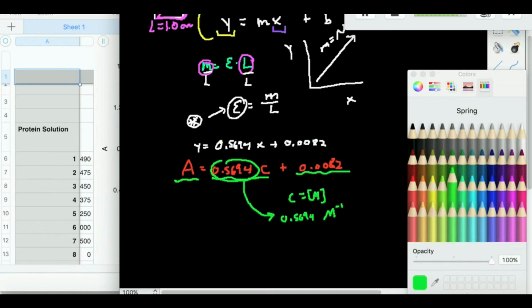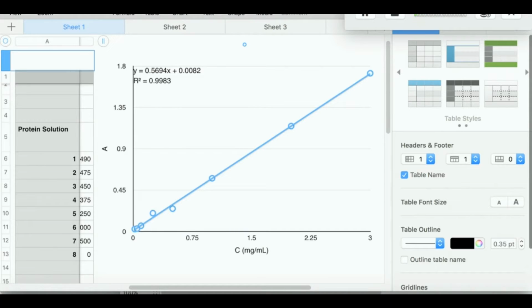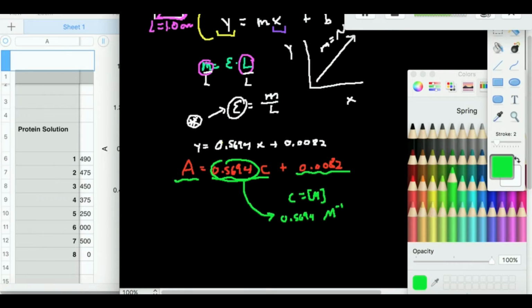But you have to be very careful here, and this is the reason. What were the units of my concentration? They're actually in milligrams per mil. So you don't always have a concentration that's in units of molar. You can convert it to molar, but my concentration here is actually in units of milligrams per milliliter, which means that this number, 0.5694, is actually going to be milliliters per milligram. That's just milligrams per mil to the -1. So milliliters per milligram. That's a very important thing.